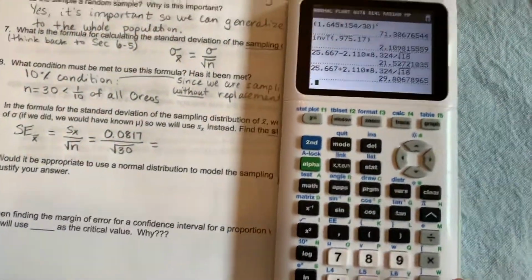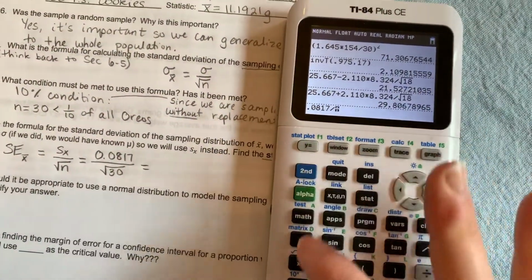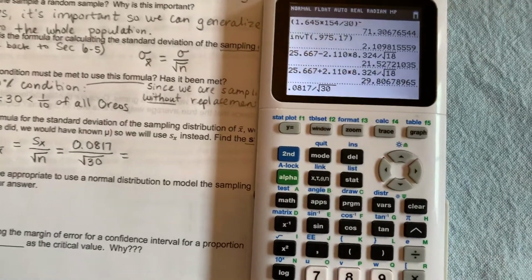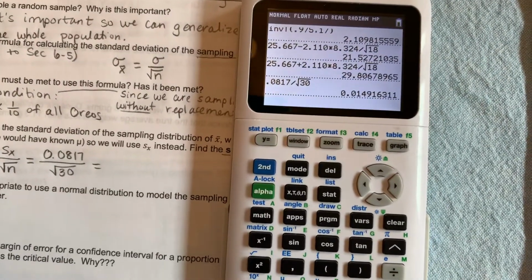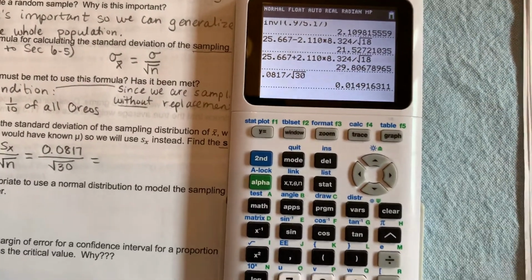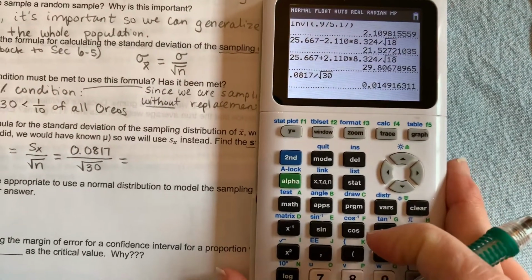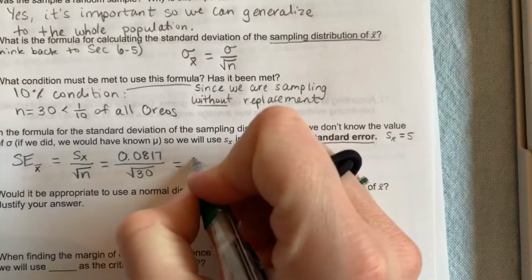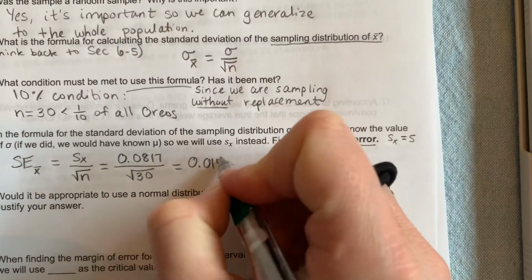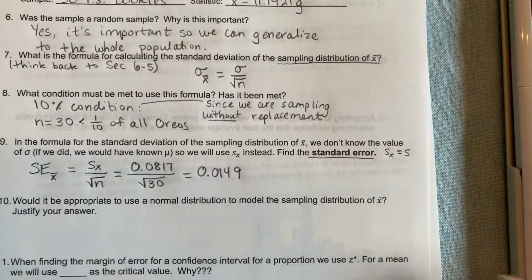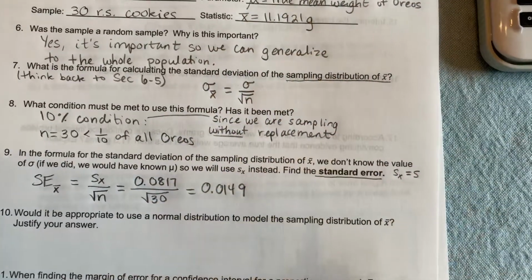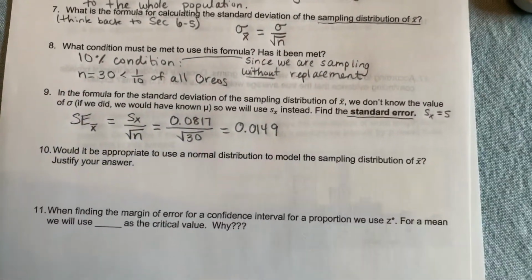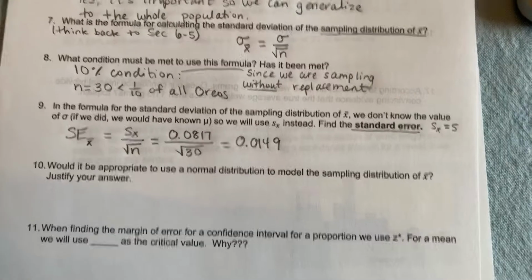Okay, so 0.0817 divided by the square root of 30. I got 0.0149. Four decimal places is probably fine since that's what my standard deviation was given in. So it is 0.0149.